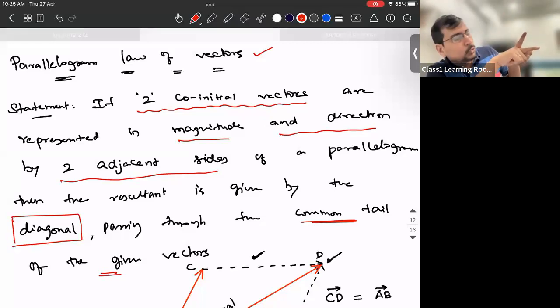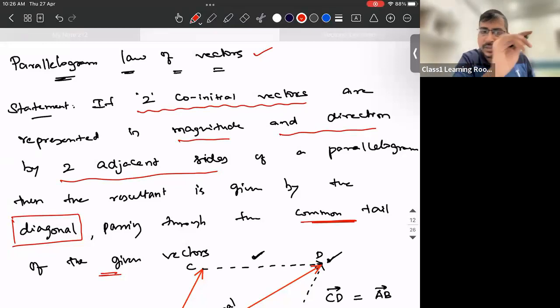So if I give you two co-initial vectors, which are going to be taken along the two adjacent sides of a parallelogram, then the resultant is given by the diagonal of this parallelogram. Of course, you might ask, sir, with two vectors, how is a parallelogram completed? We need to complete it, and I'll show you how to do that. The resultant is given by the diagonal, which starts from the common tail of these two.